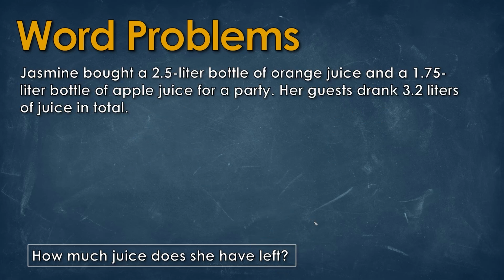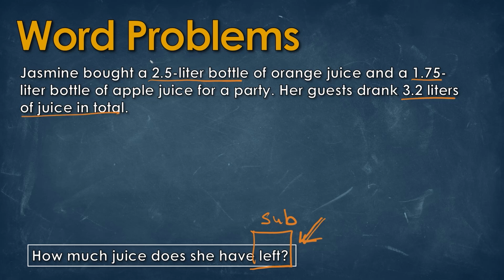Moving on to the next word problem, again, we take a look at what the question is asking. And it says, how much juice does she have left? So we know that word left is going to tell us that we're going to be subtracting. But again, it looks like we have some multiple numbers here. So reading this question, it says, Jasmine bought a 2.5 liter bottle of orange juice and a 1.75 liter bottle of apple juice for a party. Her guests drink 3.2 liters of juice in total, and we're seeing how much is going to be left.